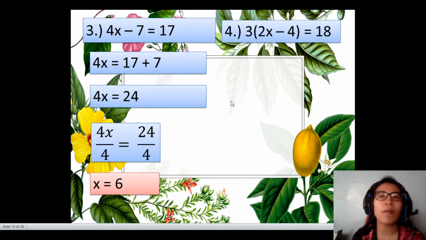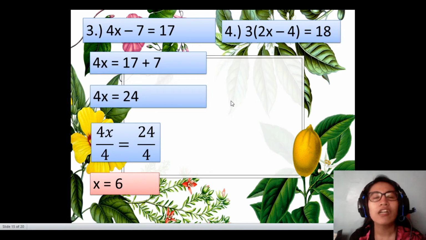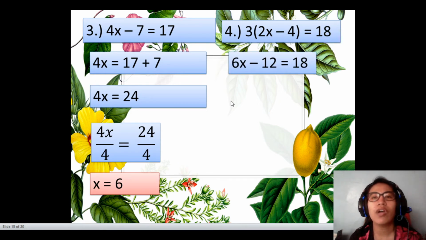Next, for the last example of solving an equation, we have 3 quantity 2x minus 4 equals 18. So the first thing to do is to remove that parenthesis. And to remove that, I need to multiply the 3 to 2x and again the 3 to negative 4. So I have 3 times 2x will give me 6x and 3 times negative 4 will give me negative 12 equals 18. Just copy the equals 18. So you have now 6x minus 12 equals 18.